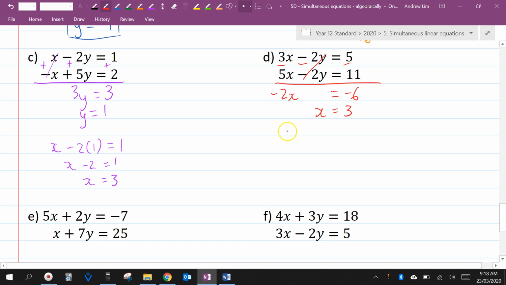We're half done. We need to work out what y is equal to. So I am going to substitute this x equals 3 into any one of these equations. I'm going to pick the first one. 3 lots of 3 minus 2y is equal to 5. 9 minus 2y is equal to 5. Minus 2y is equal to negative 4, and therefore y is equal to positive 2.